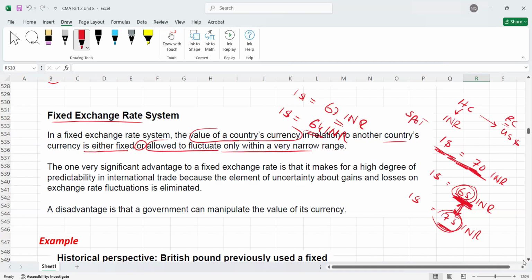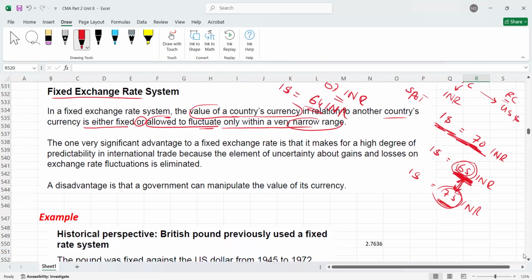Please remember this part of the statement is really important: the central bank or the government will allow the exchange rate to fluctuate only within a very narrow range. Understood? Now the question is, what advantages or disadvantages do we have if we are using the fixed exchange rate system? A disadvantage is that the government can manipulate the value of its currency, because the central bank, or the government, will intervene, obviously.